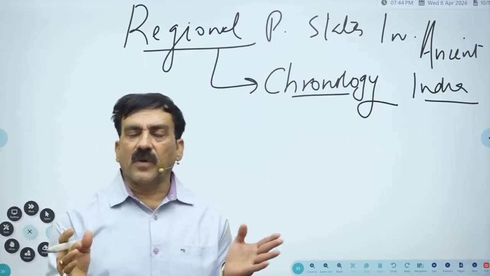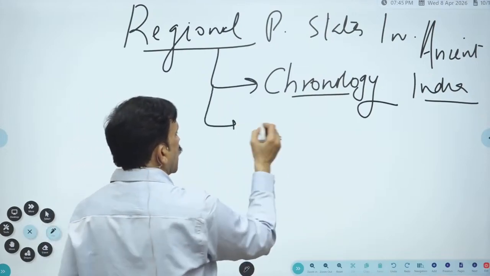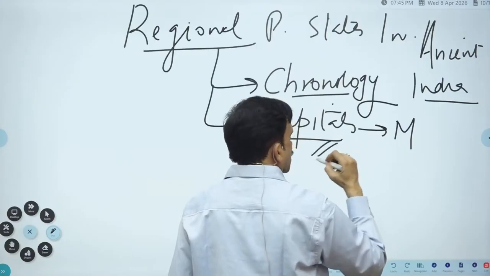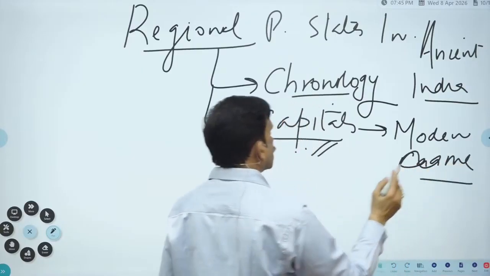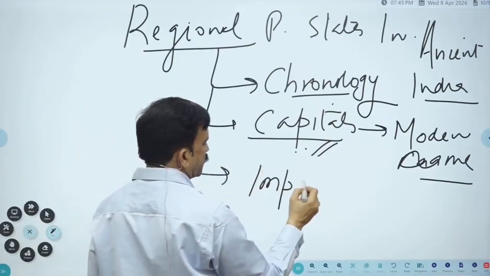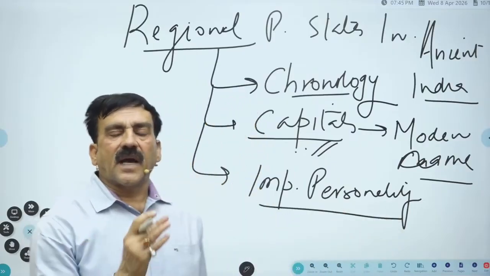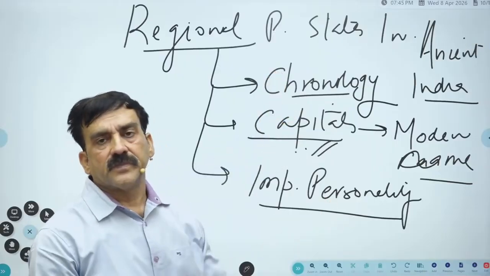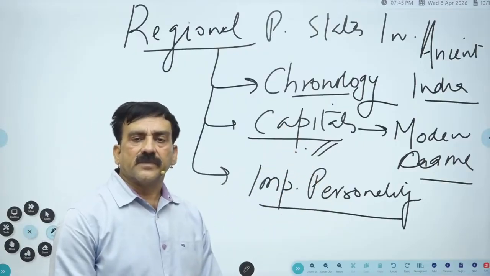I have seen the nature of questions coming from these states. Either UPSC can ask you to arrange in order the small states, their order, or their capitals, and be mentally prepared, a question can also come from this point, their capitals at that time and the modern name. Or any important personality. So if you go and see the last year papers, one thing is common. Whatever question is coming for regional states in ancient India, it is revolving around these three themes: chronology, capitals, and personality.